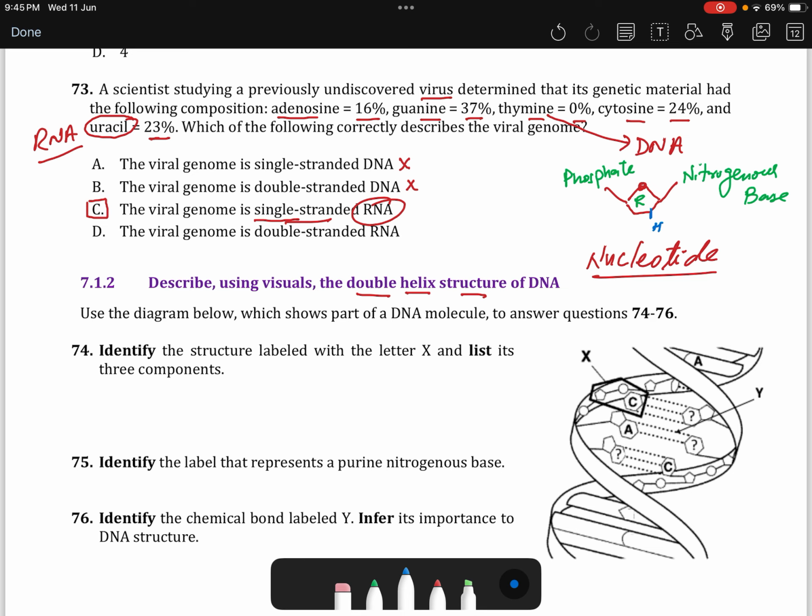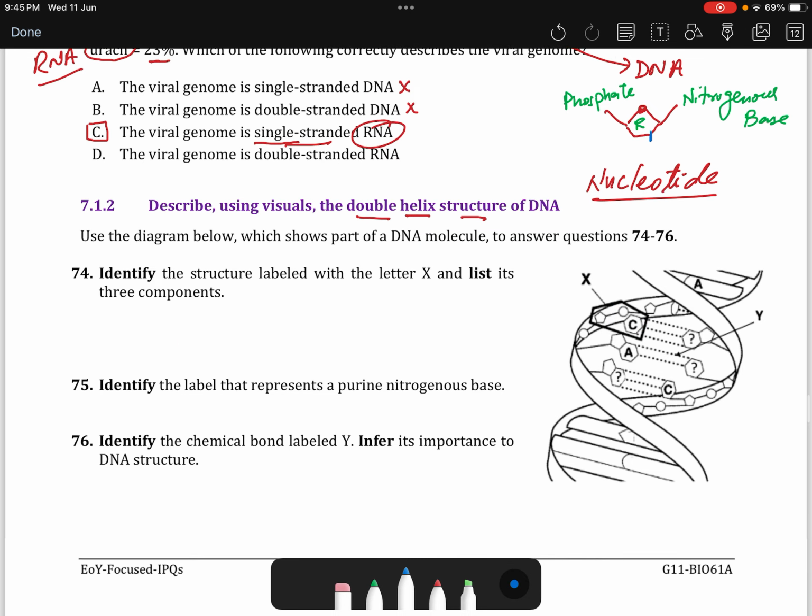Use the diagram below which shows a part of the DNA molecule to answer questions 74-76. Identify the structure labeled with letter X. So first of all, this is X. So in X, what do you have? You have a nitrogenous base, you have the sugar, and you have the phosphate, all 3 together. So it is a nucleotide. And list its 3 components, we have done already over here: phosphate group, nitrogenous base, and ribose sugar.